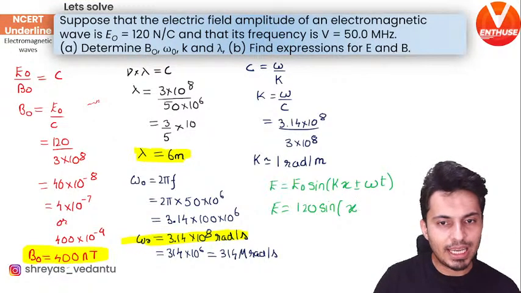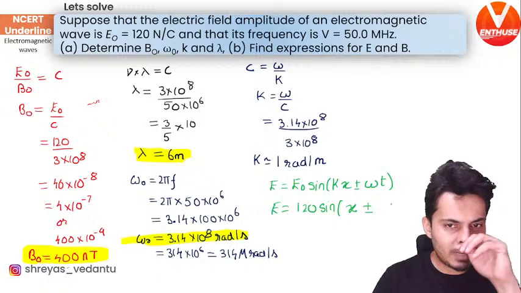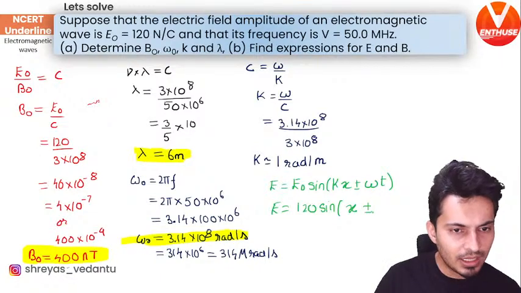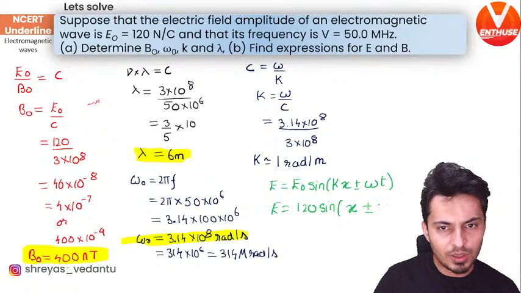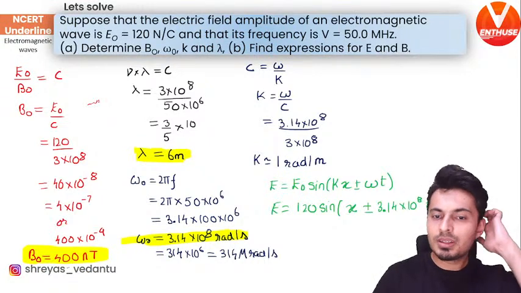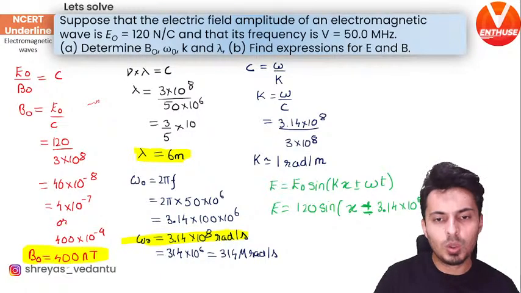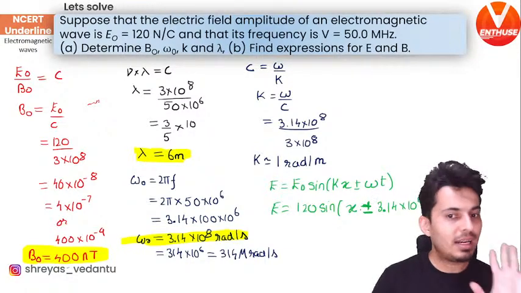So 1x approximately, plus or minus omega. Omega we just found out to be such a big number, 3.14 into 10 to the power 8, so 3.14 into 10 to the power 8 into t. So this is what it will be. Why don't I know whether it is plus or minus? Because it depends on which direction it is going. I don't know the direction, so that's why I have to leave it like this.